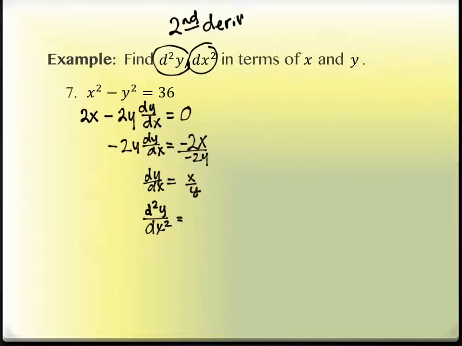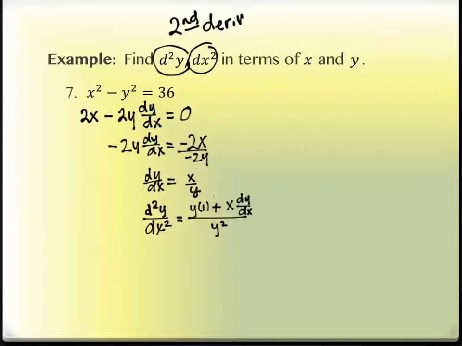And we haven't done a quotient rule today, so this is so good. We get to do one. The derivative of x over y is the quotient rule. So we've got the denominator times the derivative of the numerator minus the numerator times the derivative of the denominator, which is dy dx, all over the denominator squared.